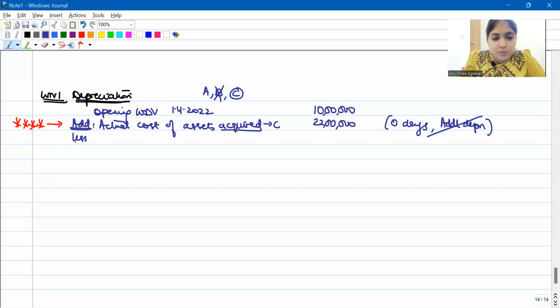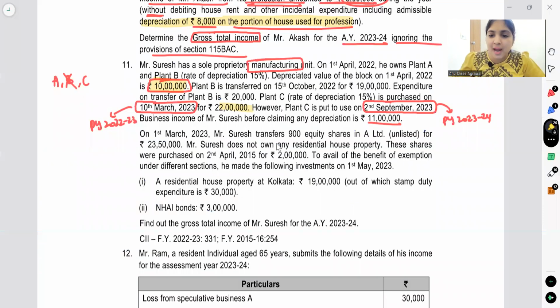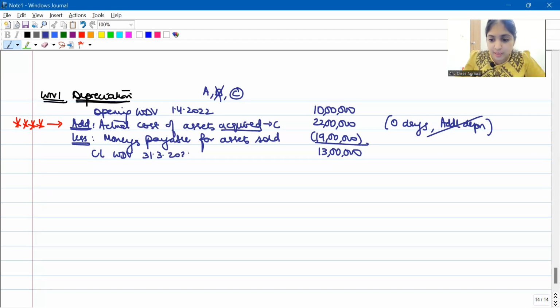Yes, guys. Then after this, what do you do? You subtract, you less monies payable for assets sold. Have we sold any asset during the year, guys? Yes, we have sold plant B. We have sold plant B for how much? Plant B is transferred for 19 lakhs. So less money payable for assets sold, 19 lakhs. And now what are we left with? We are left with 13 lakhs. And this 13 lakhs will be called closing WDV on 31st March 2023.